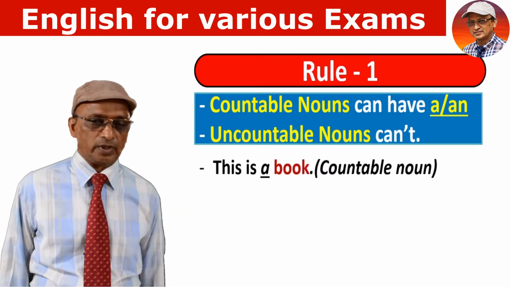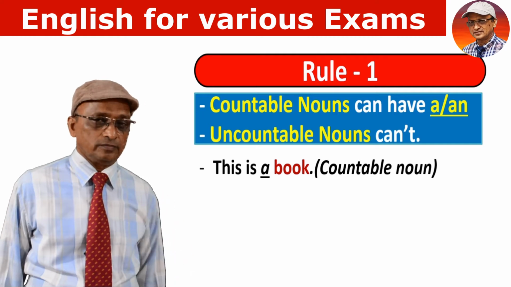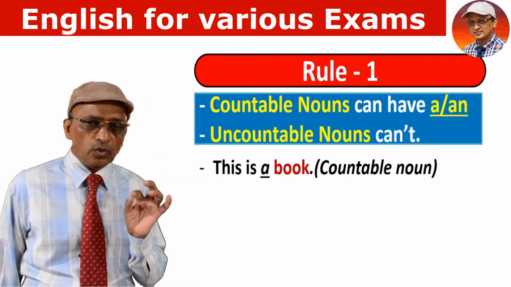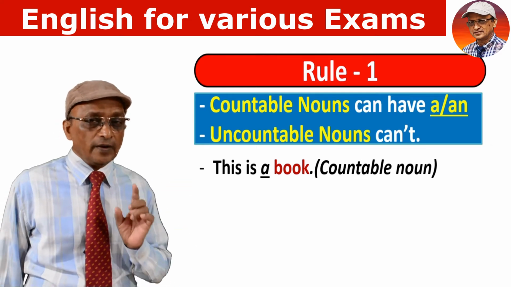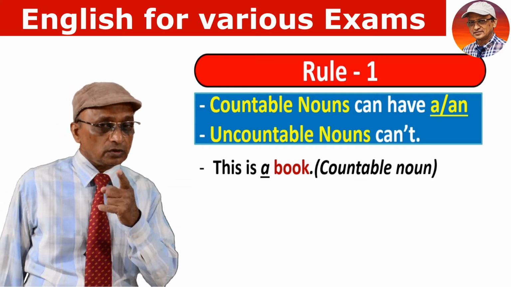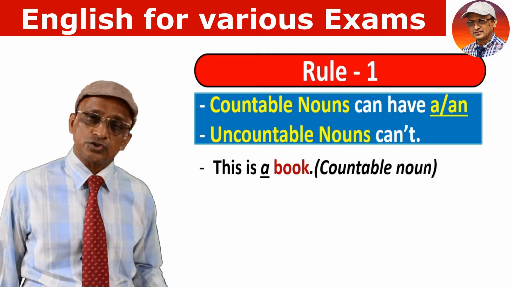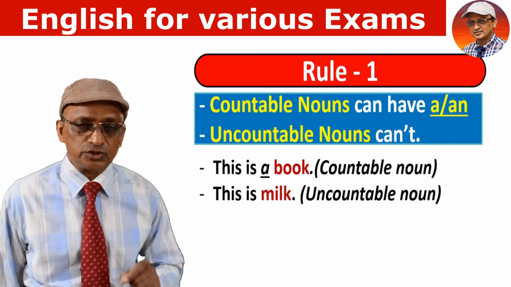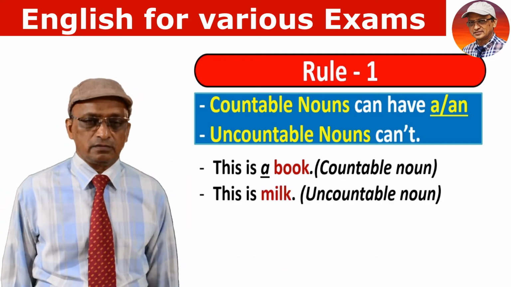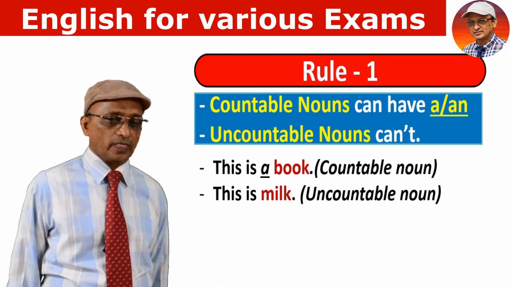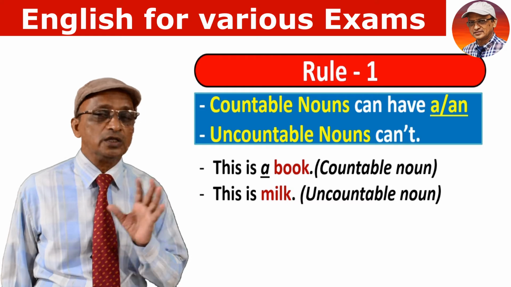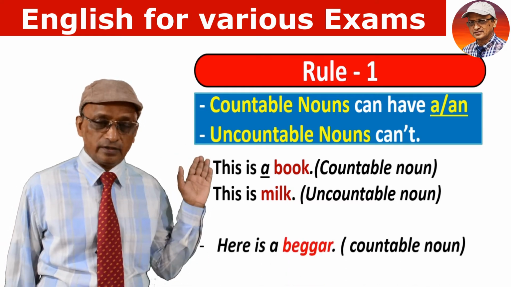I am giving an example. This is a book. Book is a noun. The number of books we can count, and that's why with book, the use of a is correct. Another sentence is here. This is milk. Milk, you know, is an uncountable noun, and that's why with milk, we can't use a, we can't use an.